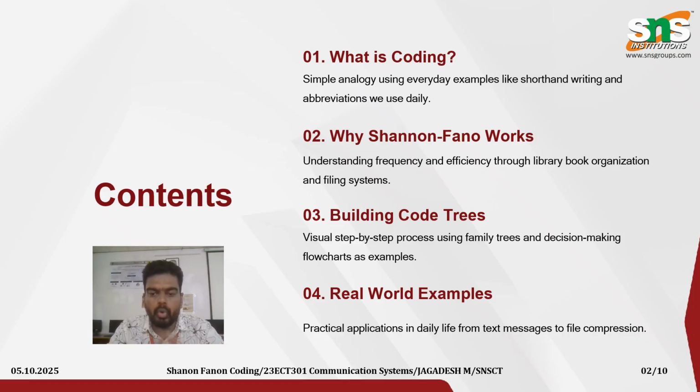Why Shannon-Fano coding? That's why it is required. Understanding frequency and efficiency through library book organization and finding systems. If you are going to a library and the books are randomly arranged, finding a particular book in a particular domain is very difficult. Instead, if we organize electronics books in one order, communication books in one order, and computer science books in one order, like that if you classify the book racks, then we can easily find the book, as well as a particular author's book. That is where Shannon-Fano coding is used.